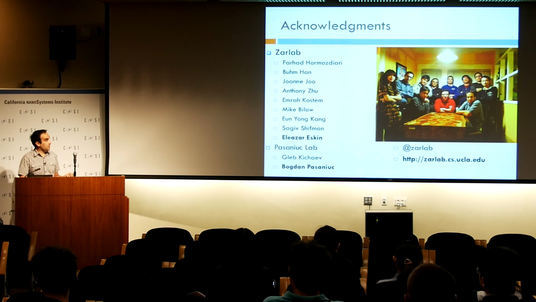This work was really driven by Farhad Hormozdiari, who's now a postdoc at Harvard in Alkes Price's group, and most of these papers have come out. The last paper, on allelic heterogeneity, just got accepted to the American Journal of Human Genetics. This is joint work with Bogdan's lab, and Gleb was a key contributor in this fine mapping area.